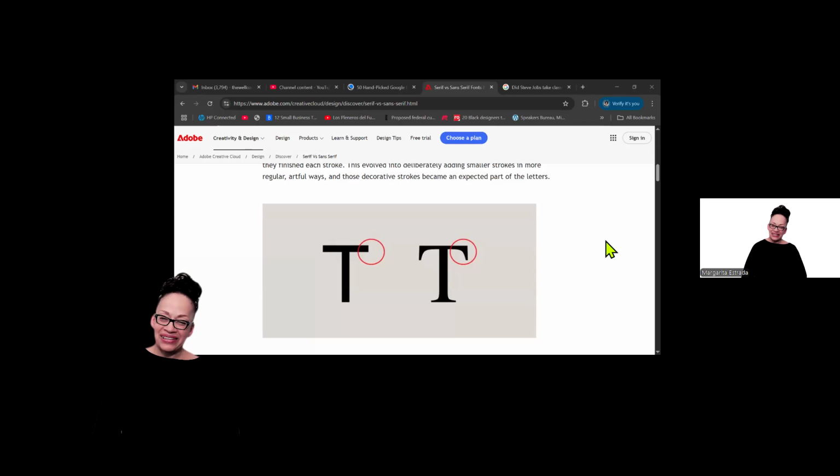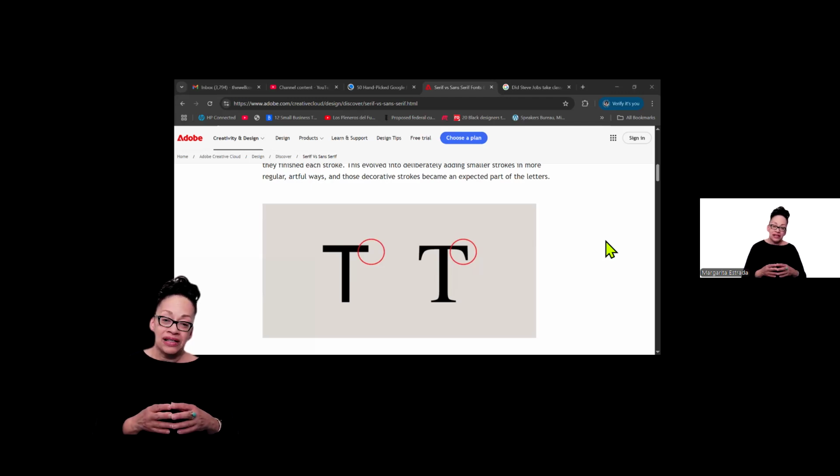You might be asking yourself, why is Margarita showing me two T's? These two T's symbolize two different types of fonts. I am Margarita Estrada, teaching you how to connect emotionally while generating rewards. And today, we're talking about typography, and specifically how fonts determine the mood that we create for our websites.